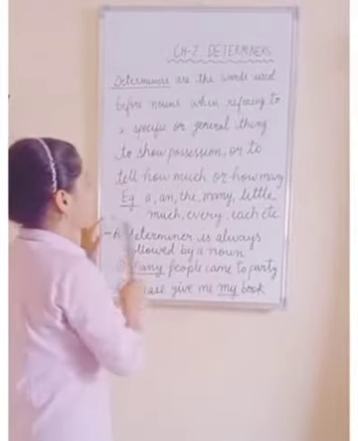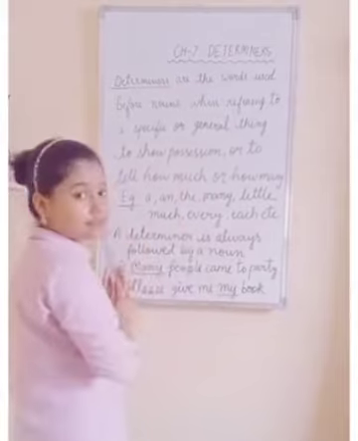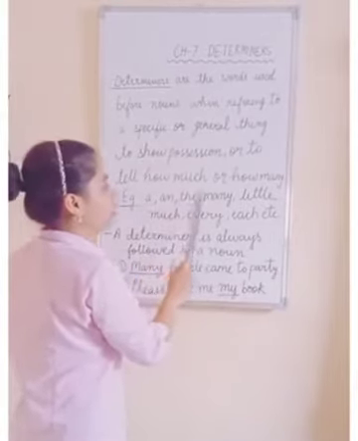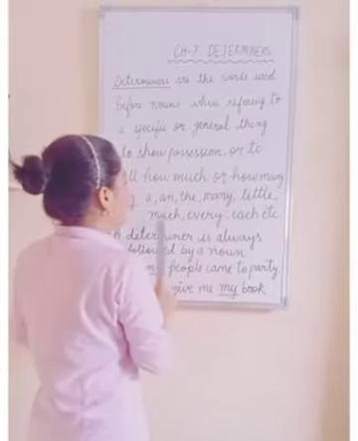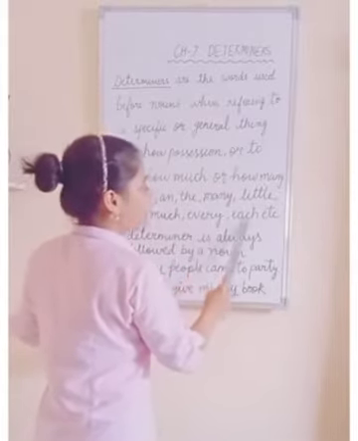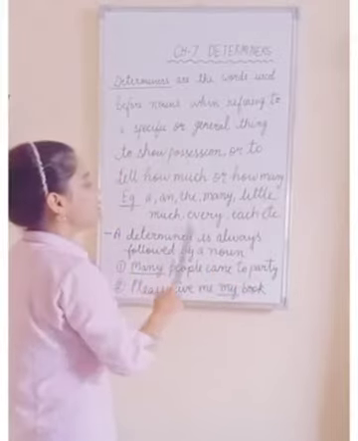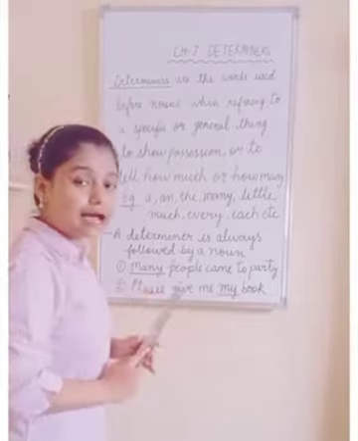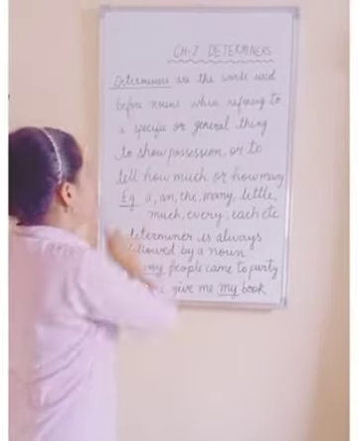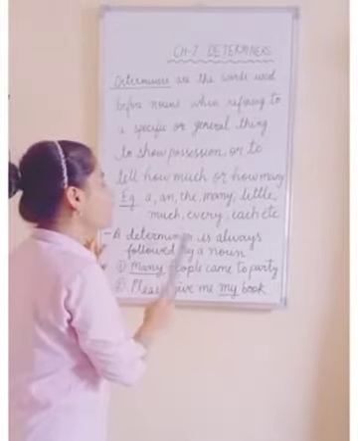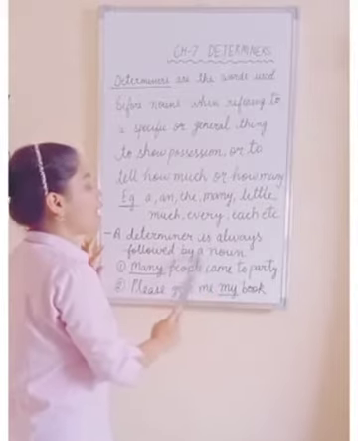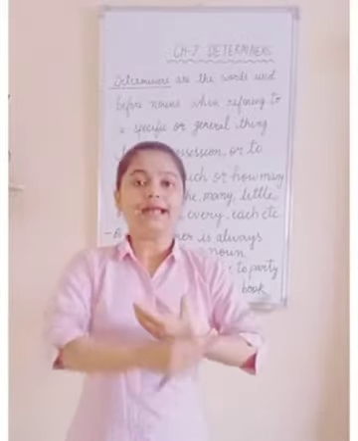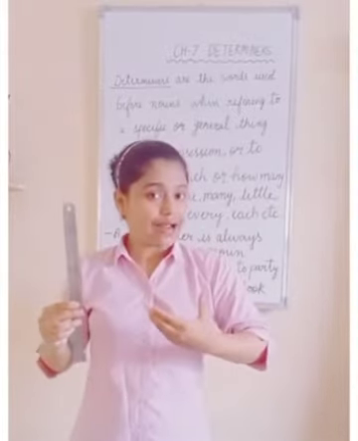Here are some examples of determinants, right? What are the examples? A, an, the, many, little, much, every, each, etc. All these are examples of determinants. A determiner is always followed by a noun. It means first a determiner comes and then a noun, right?